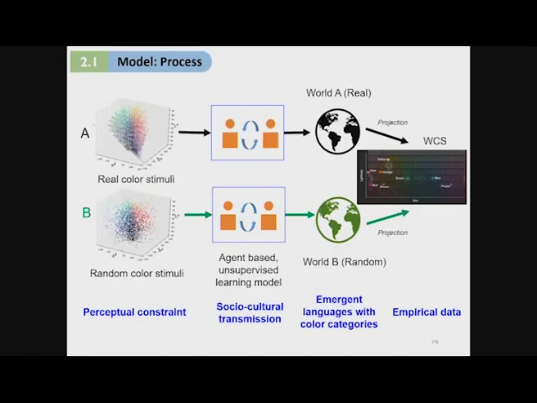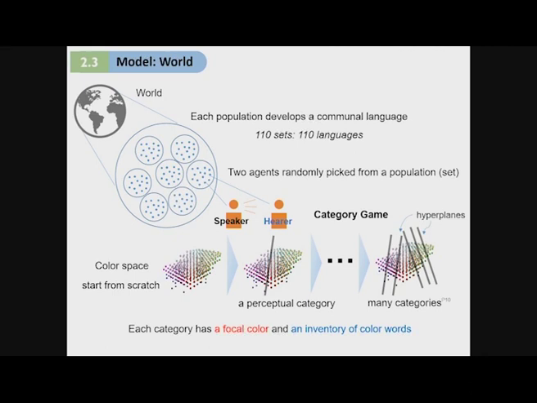And then this is the basic framework of the model. We will let two groups of agents, one using this real color stimuli, reflecting the human perceptual constraints, and the other group using this randomized color stimuli. And then they play this category game to develop their own linguistic categories, color categories and color terms. And then we gather a number of such languages, and we try to compare the emergent color categories between these two worlds with the empirical data from World Color Survey.